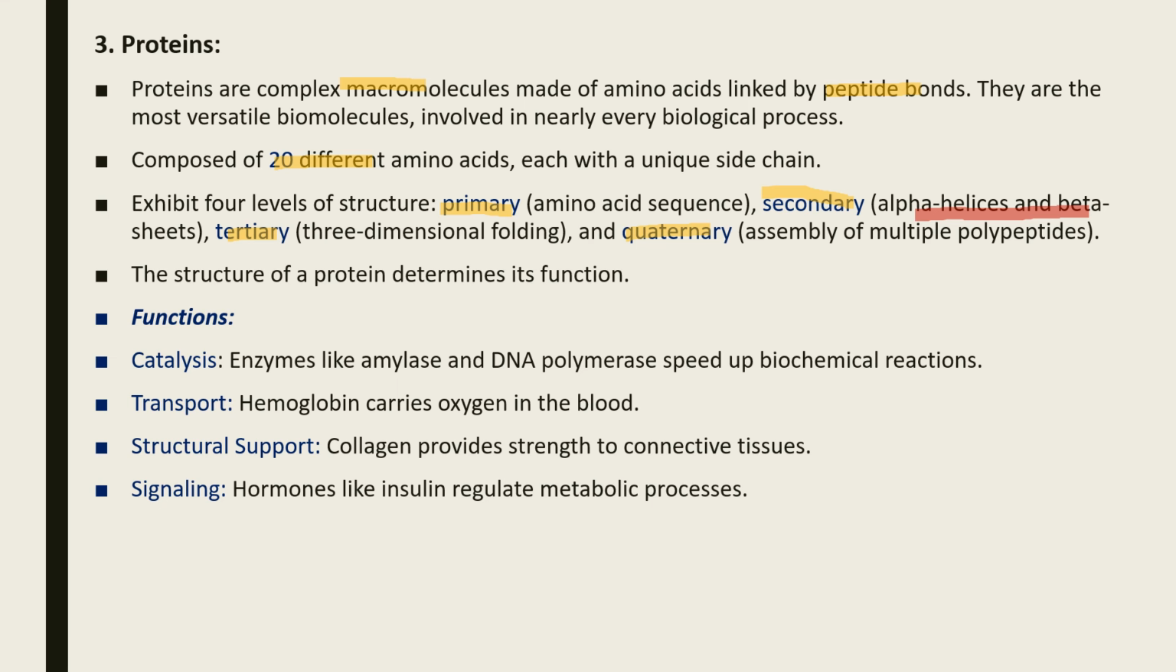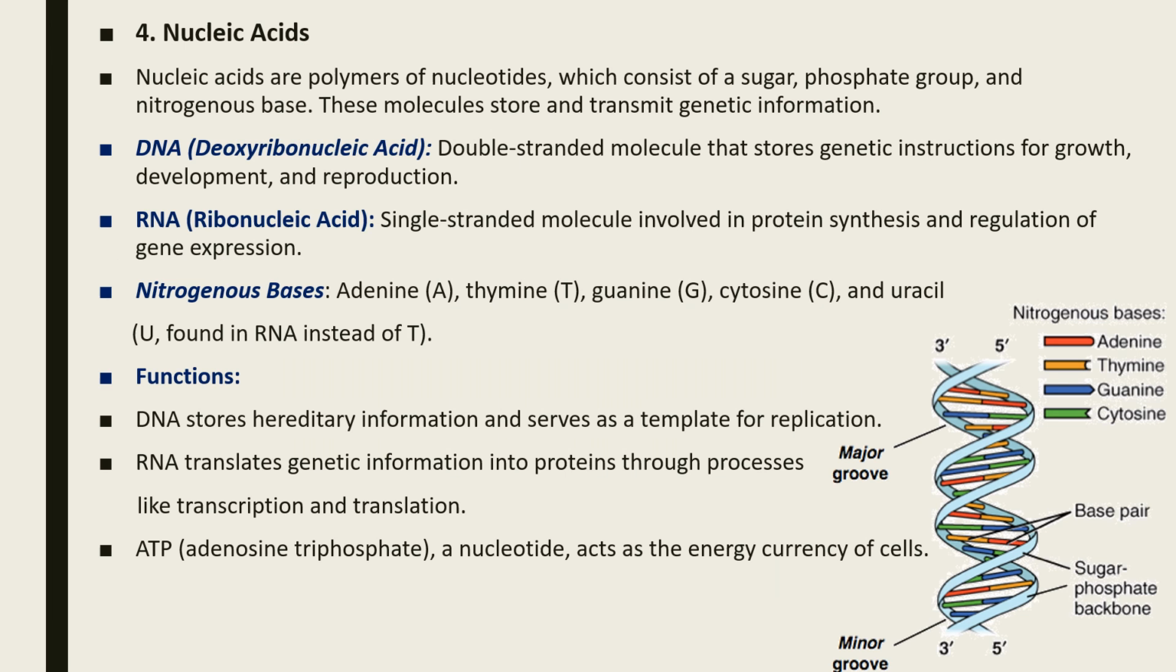So the first one is catalysis. Enzymes like amylase and DNA polymerase speed up biochemical reactions, and there are a lot more enzymes, for example pepsin and a lot more. Transport. Hemoglobin is the main carrier protein which carries oxygen in the blood. Structural support, and it also helps in signaling.